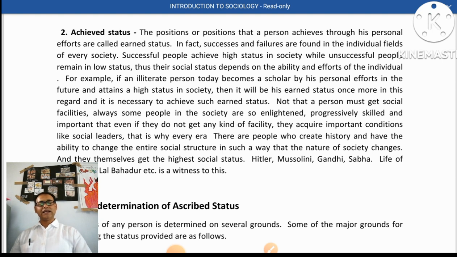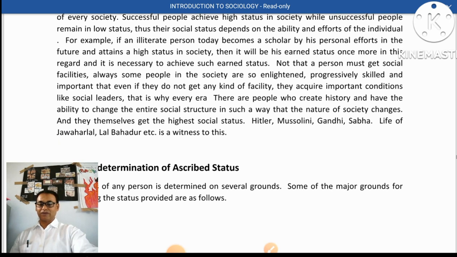For example, if an illiterate person today becomes a scholar by his personal effort, and in the future attains a high status in society, then it will be his earned or achieved status. Once more in this regard, it is necessary to achieve such earned status, not that a person must get social facilities.